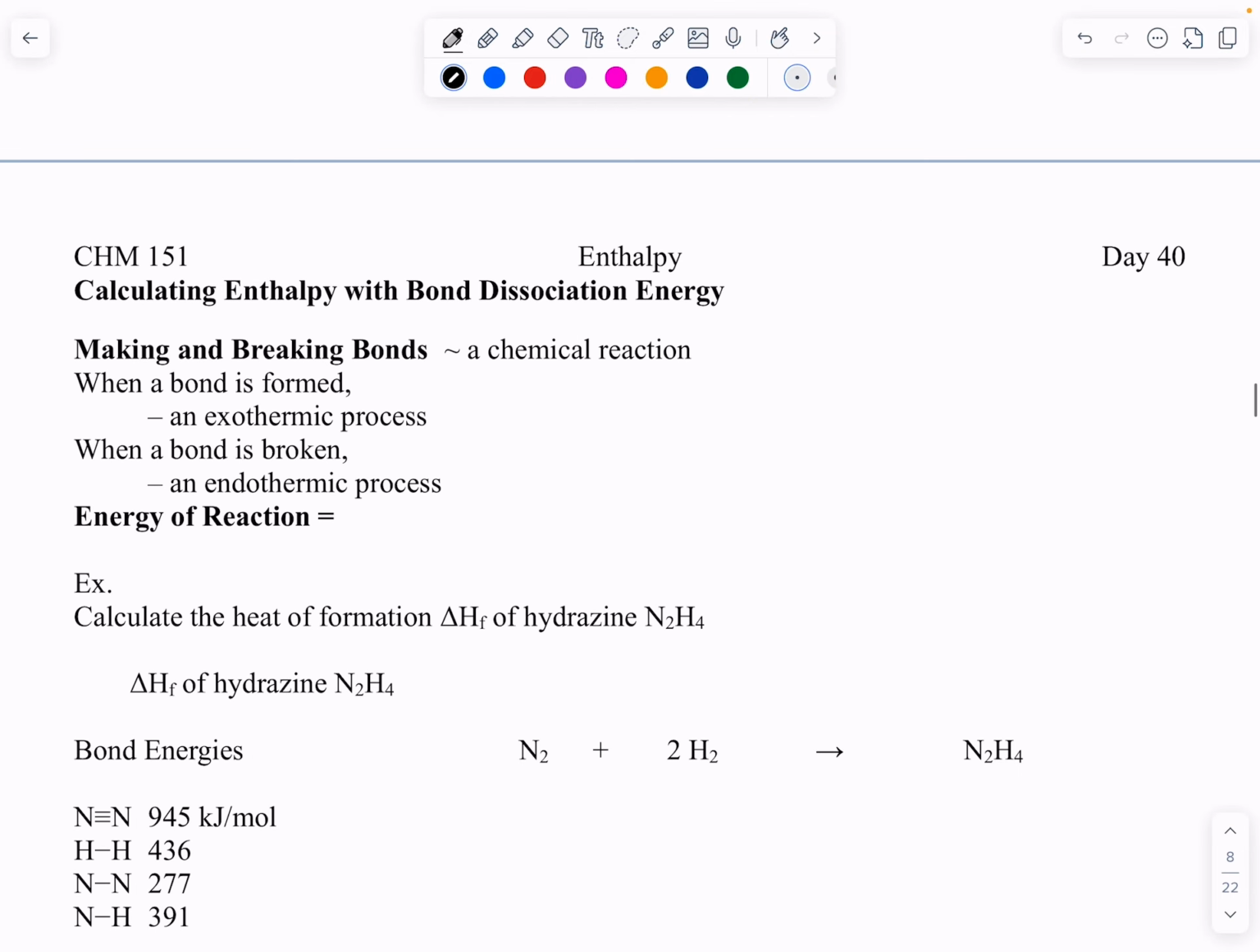We can approximate delta H with bonds breaking and bonds making, because when a bond is broken, energy is released. When a bond is formed, energy is required. So a bond is formed, when a bond is formed, energy is released. When a bond is broken, energy is required.